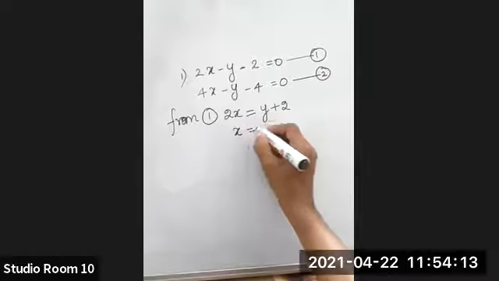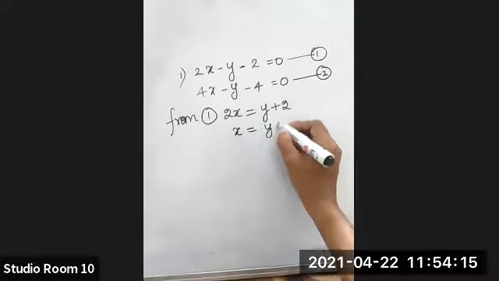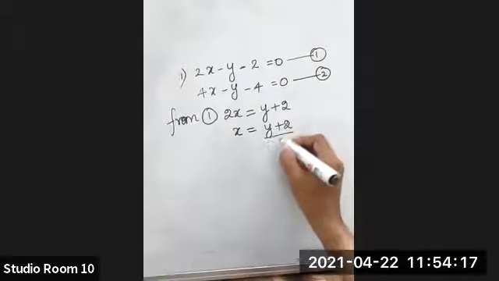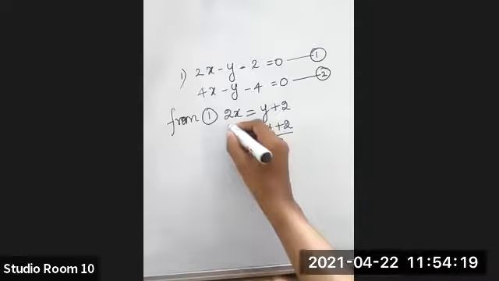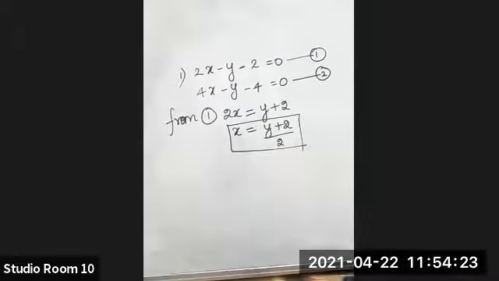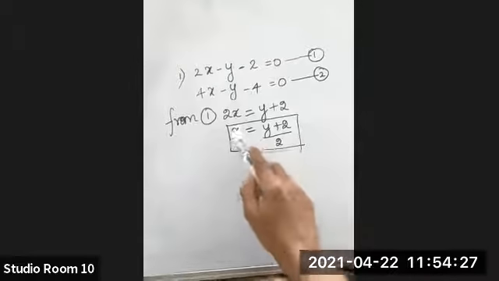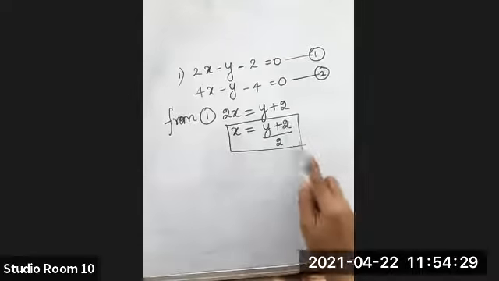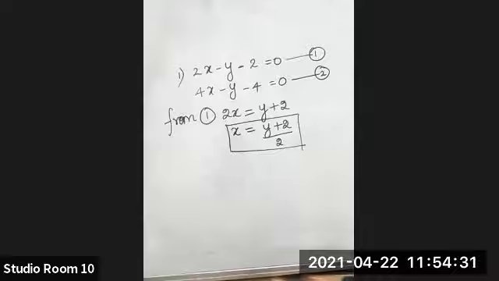The next step, what is x? From here, what is x? Into 2, if you take it to the other side, it will become divided by 2. x is equal to y plus 2 by 2. So we have found out x in terms of y. Up to this, is it okay? Is it clear, children? Yes, ma'am.